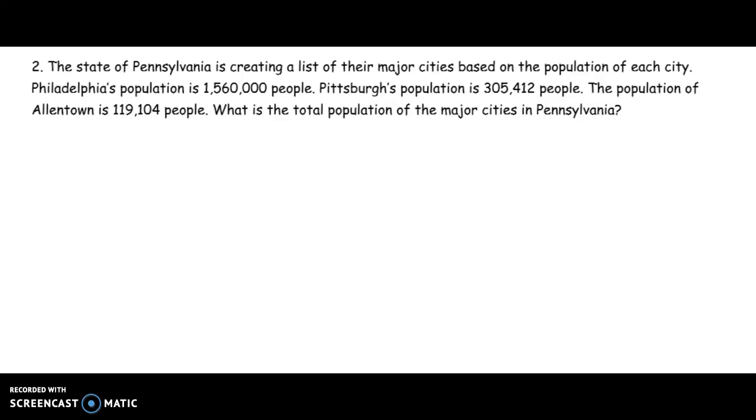Okay, so this question is talking about some major cities in Pennsylvania with their populations. So it tells you the population of Philadelphia is 1,560,000 people. Pittsburgh is 305,412 people. And Allentown is 119,104 people. The question asks you, what is the total population of the major cities in Pennsylvania? So it's asking for a total population. So total is one of those clue words that signals we should add. So we're going to add all three of these numbers together.